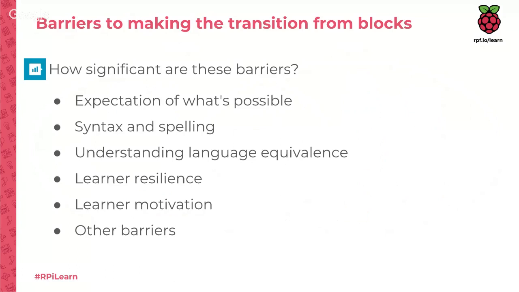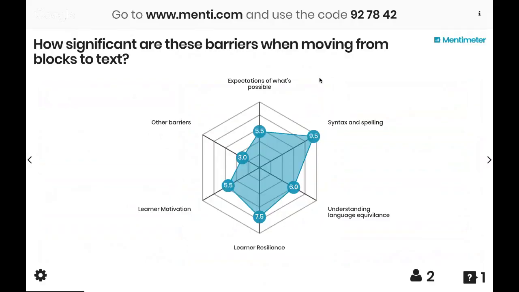Okay, we've had one response so far, which sort of suggests, if we go over to the Menti now, we can see that syntax and spelling seems to be quite a common thing so far, based on our large sample of 2, 3, 4. Syntax and spelling seems to be quite important, but equally, there are some other factors at play here. So learner resilience comes out quite high, which is interesting, as does expectations of what's possible, and we'll cover that later on. Motivation's quite key, and interestingly, there are few other barriers that people think are relevant here.